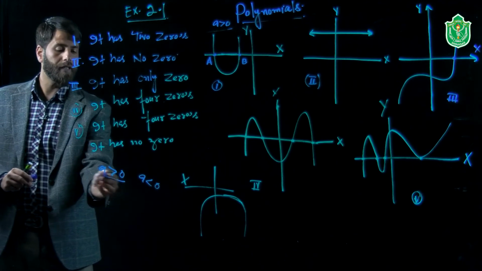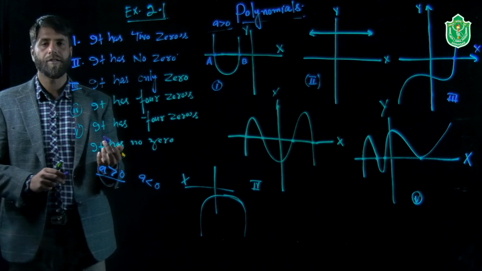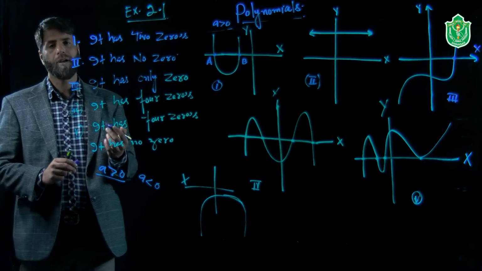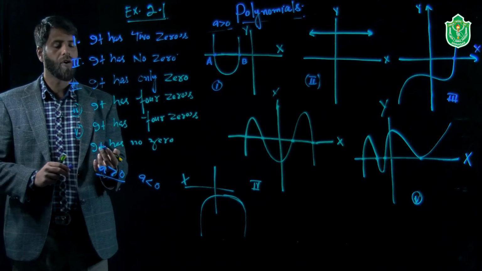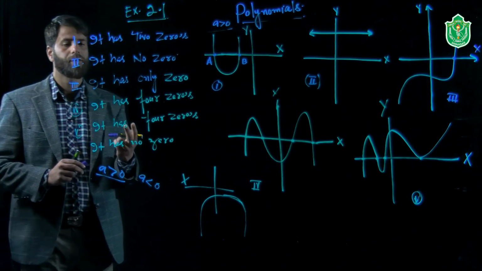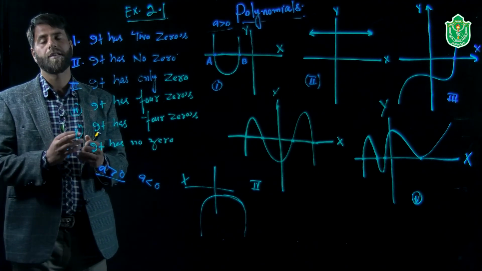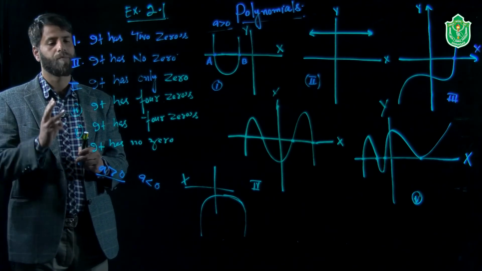If you have a greater than 0, it is the upward parabola. And if you have a less than 0, it's a downward parabola. So it depends upon the sign. If you have a quadratic polynomial, it will intersect the x-axis exactly at 2 points. Third point, if you have a cubic polynomial, it will intersect the x-axis exactly at 3 points.